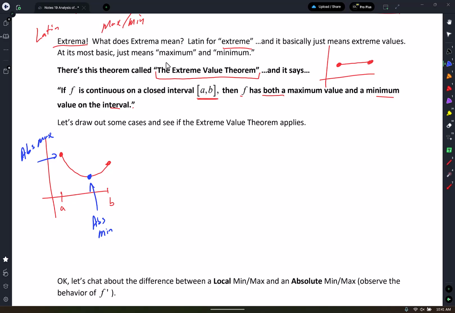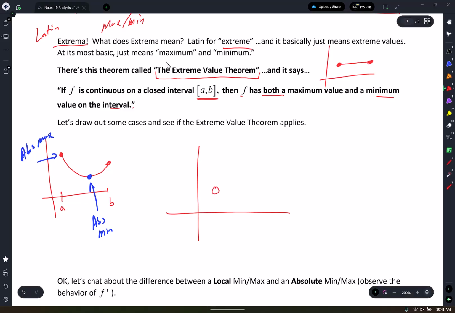All right. Let me draw. Now, just because the extreme value theorem does not apply does not mean that I don't have a max or a min. So leave this one open and close. Does the extreme value theorem apply? No, because I am not continuous. Open circle on the A means that I'm not continuous on my interval A to B because of the A there. But I do have a max.